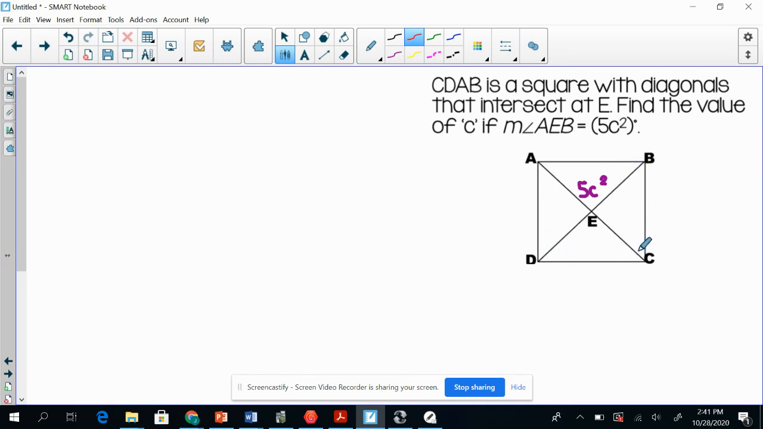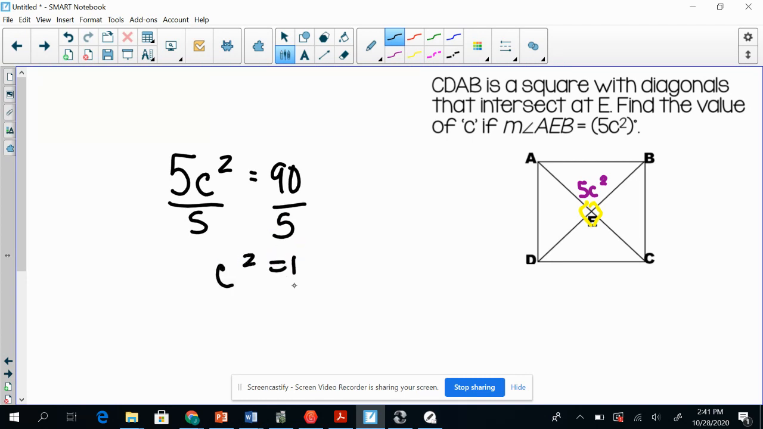And then a reminder for parallelograms, this angle would be equal to this angle as well. But the most important rule is that the diagonals intersect at 90 degrees. So all four of these little angles are going to be 90 degrees. So we're going to do 5c squared equals 90. Divide by 5. 90 divided by 5 is going to give me 18. So c squared equals 18.